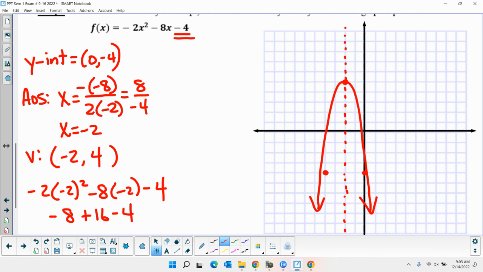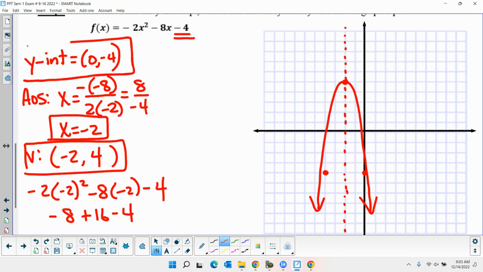So I graphed it without using my calculator. You can use your calculator if you want. Still got to answer those questions though. Vertex, axis of symmetry, y-intercept. Questions?